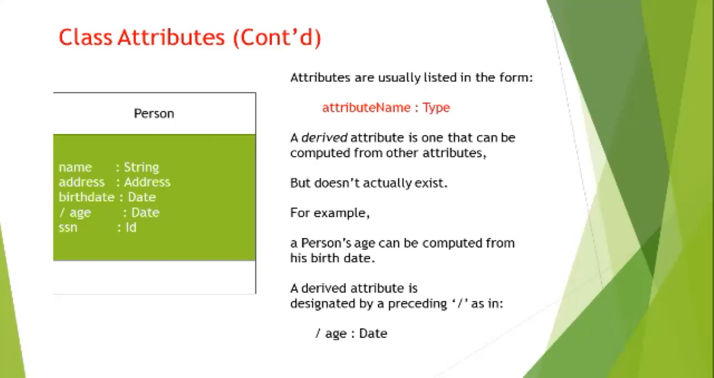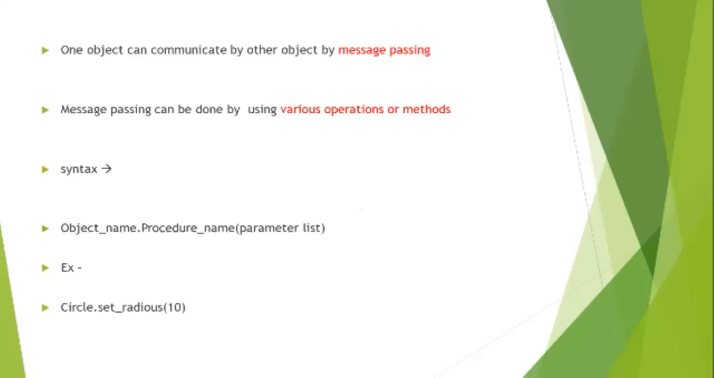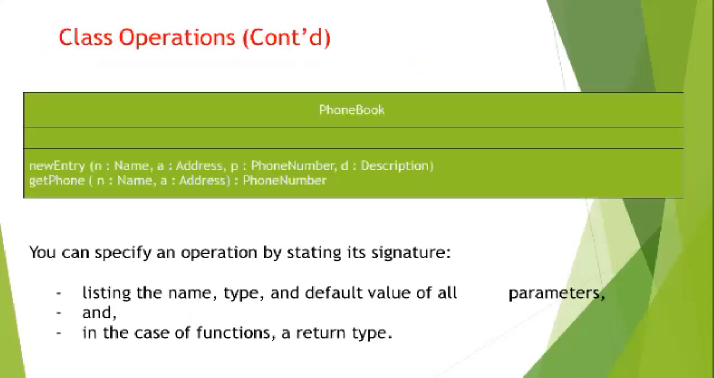A derived attribute is designated by a preceding slash, as in slash age. One object can communicate with another object by message passing. Message passing can be done by using various operations or methods. Syntax: object name, procedure name, parameter list. For example, circle.setRadius(10).